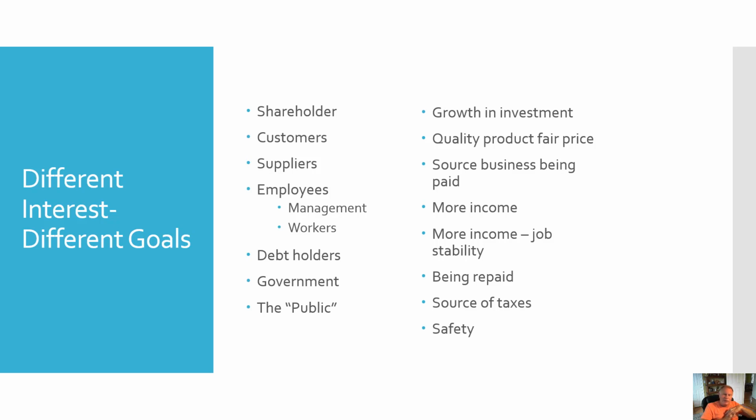So when you're going through each one of these, there are different interests and different goals, but they're interrelated. And I don't think you can look at just one, as Adam Smith had suggested, and say it's just about the shareholder. Grow your investment, everything else will take care of itself. Well, I don't know that that's a real way of managing a company.